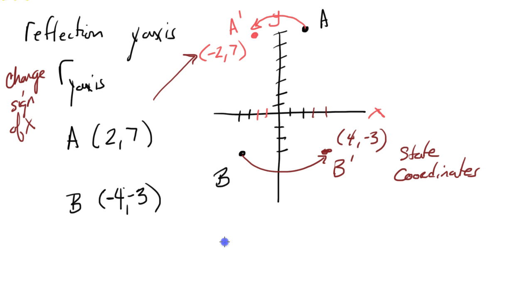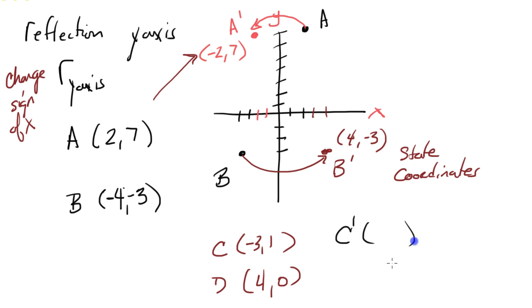Without graphing it, let's try a couple more points. Let's do C and D: -3, 1, and 4, 0. When we're reflecting over the y-axis, we change the sign of x. So -3, 1 becomes +3, 1, and 4, 0 becomes -4, 0. And that's it. Let's try one more.